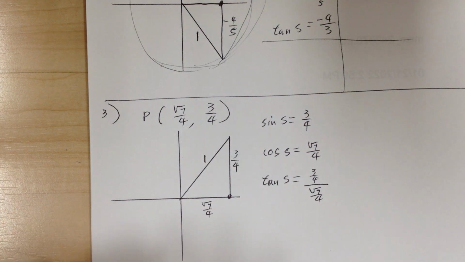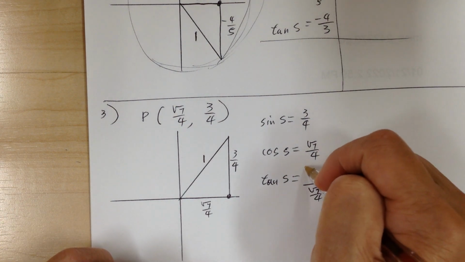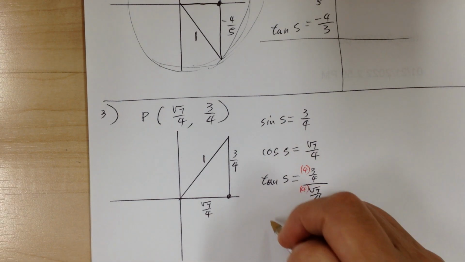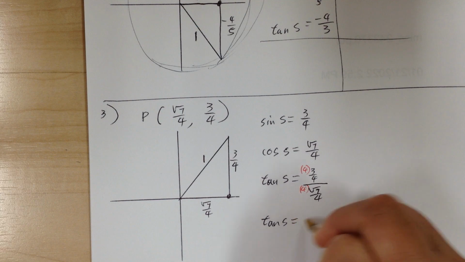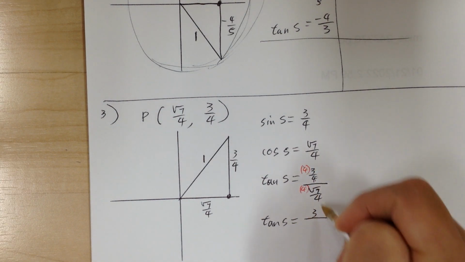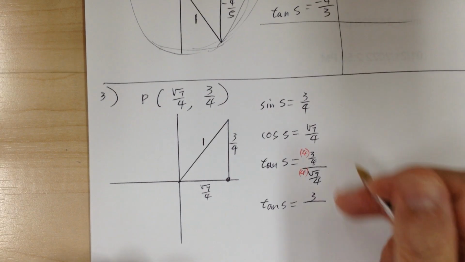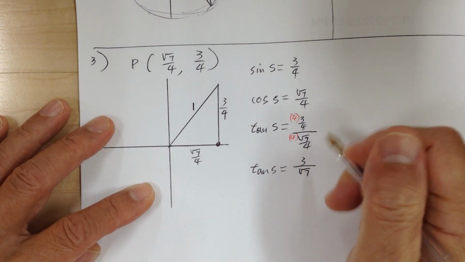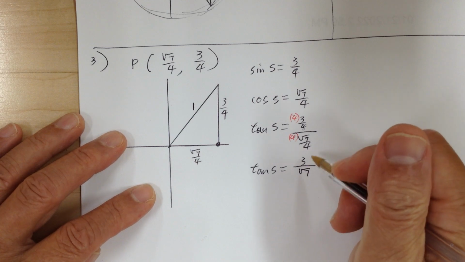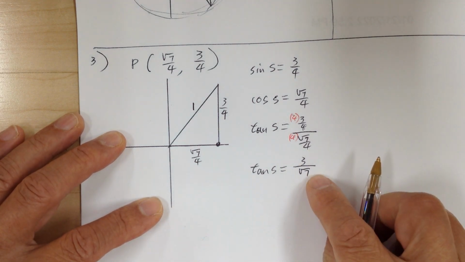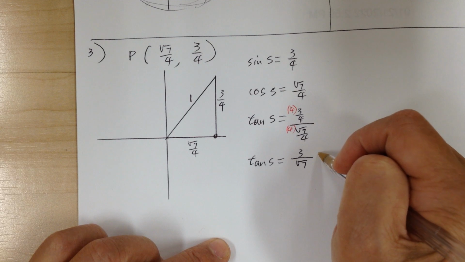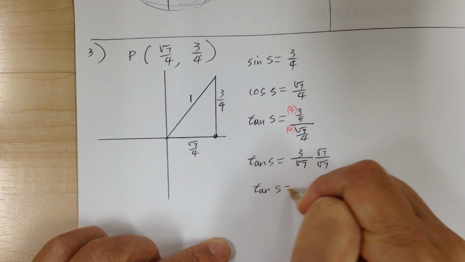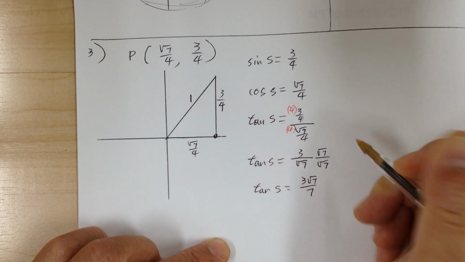And then you're going to simplify, so multiply by the common denominator of 4. And so you're going to get tangent of s equal to, the 4 will cancel out, so you get 3 on the top. Again, that's the whole reason of multiplying the common denominator. Okay, and then after that, you need to simplify, because you're not supposed to have a square root in the denominator. So multiply by square root of 7 over square root of 7. So tangent of s equals 3 square root of 7 over 7.